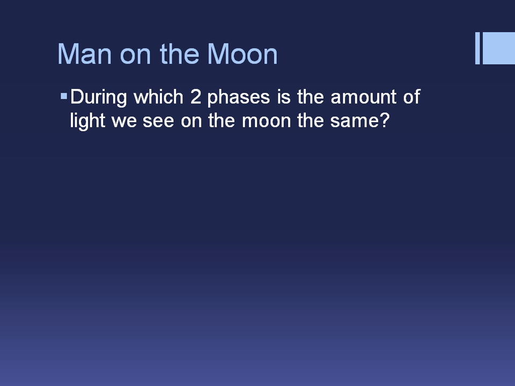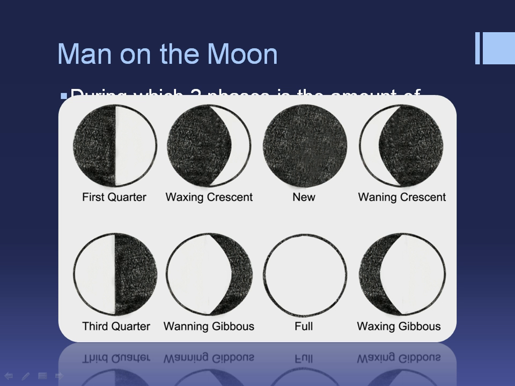The next item on there is during which two phases is the amount of light we see on the moon the same. There are actually three sets of phases that occur at: the crescents, the gibbous, and the quarters. If we look at the picture here, we can see the crescents have the same amount of light, the gibbous have the same amount of light, and the quarters have the same amount of light. The new and the full are the only two that don't have a matching pair to go with that.